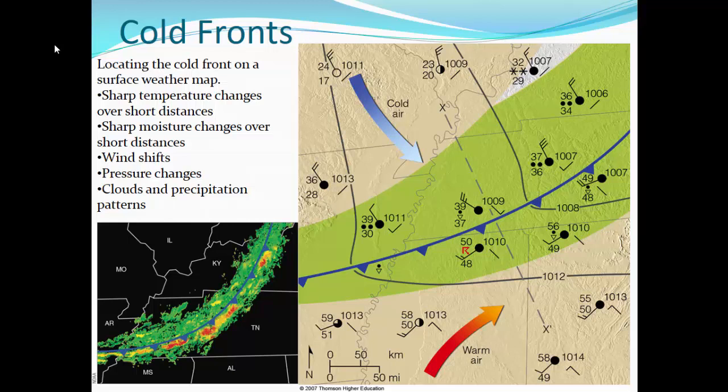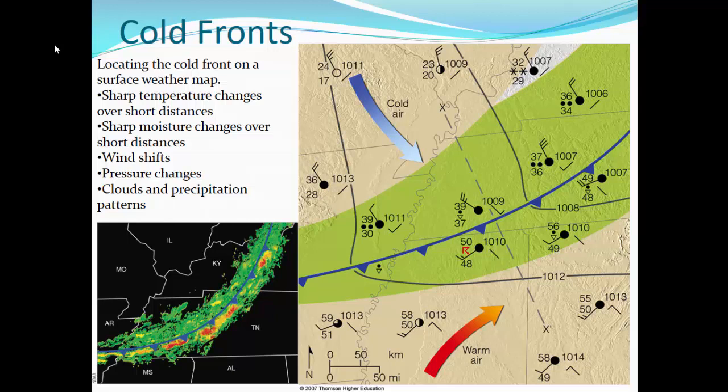If you were looking for a cold front on a surface weather map, if the blue cold front had not been drawn, take a look at the surface weather map on the right. We're going to focus where the cold front crosses the Tennessee-Mississippi border. And we can see several things that happen between the areas to the south and to the north, the transition from the warm air to the cold air of the cold front. We have sharp temperature changes, sharp moisture changes, a wind shift, and pressure changes.